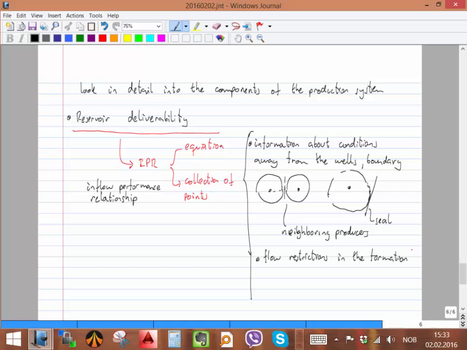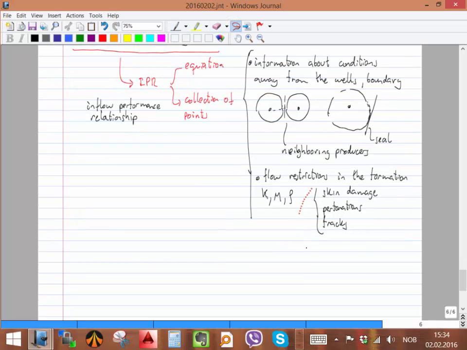Okay. And that means it doesn't only have information about permeability, small k, about the fluid properties, the viscosity, or for example the density. It has also information about some other restrictions, for example skin damage, damage close to the well. It has also information about whether you have any fracking, or any perforation, or any channels created in the well. So it has perforation or fracks. Flow restrictions in the formation and in the near wellbore.